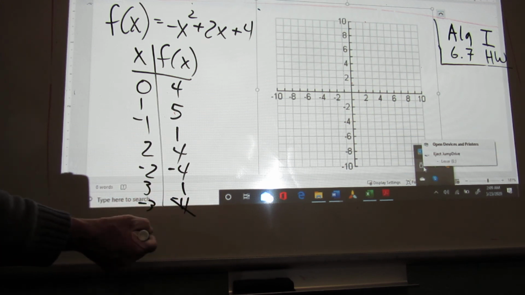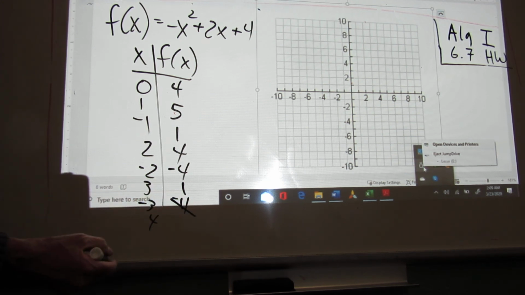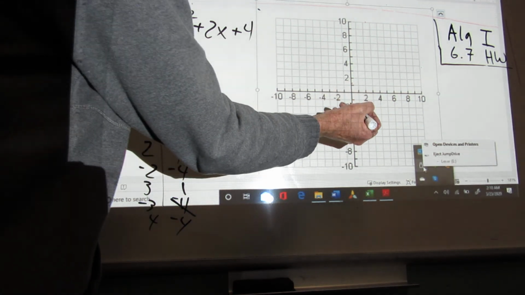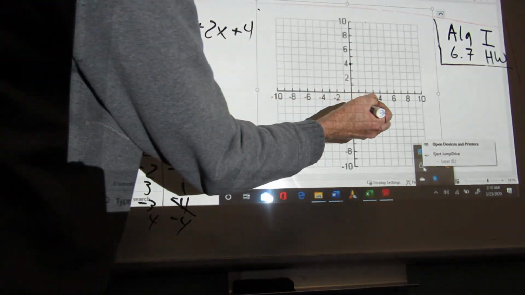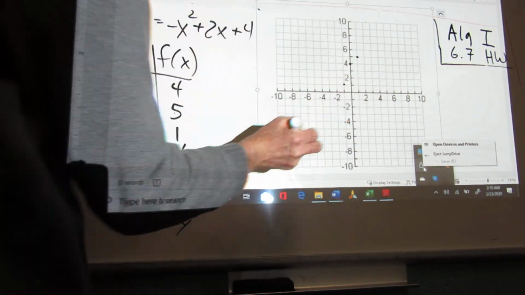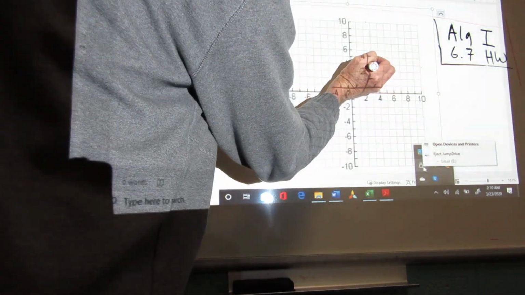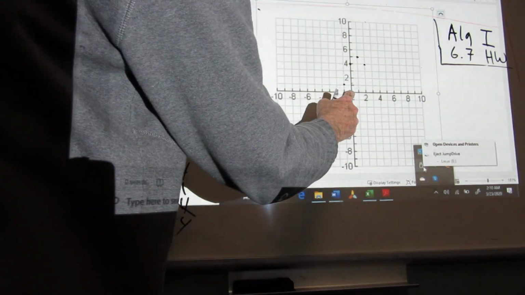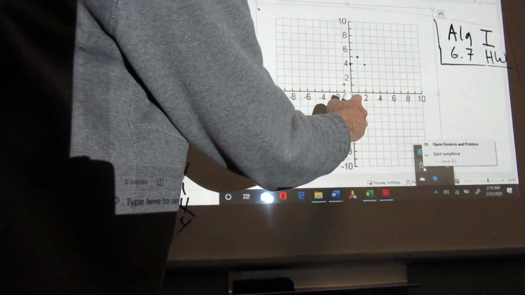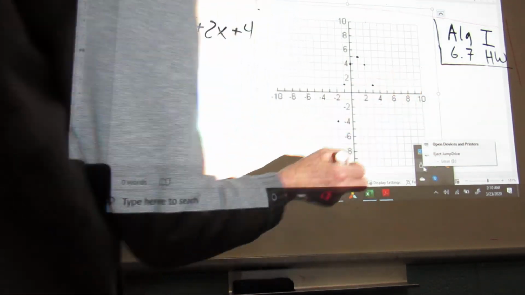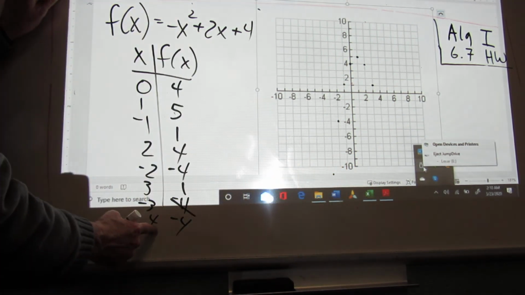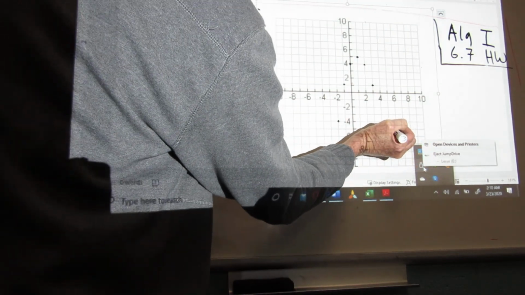When I start getting there, I just need to stop going in that direction. And if I went back to 4, I would get negative 4. Okay, so let's graph this and see what it looks like. I have 0, 4. I have 1, 5. I have negative 1, 1. I have 2, 4. I have negative 2, negative 4. I have 3, 1. And negative 3 is down here, it's negative 11. Okay, and I have 4, negative 4.